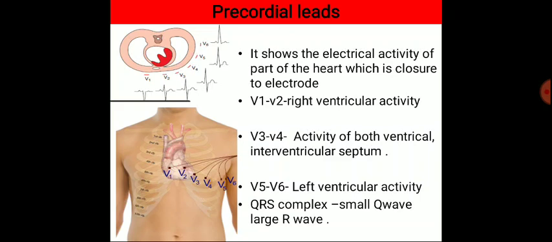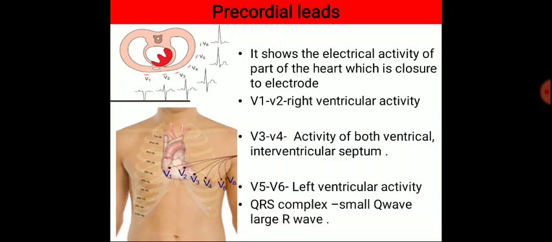These precordial leads show the electrical activity of the part of the heart which is closer to the electrodes. V1 and V2 are situated near the sternum at the fourth intercostal space, right and left, and show the activity of the right ventricle. V3 and V4 show the activity of both ventricles and also the interventricular septum.